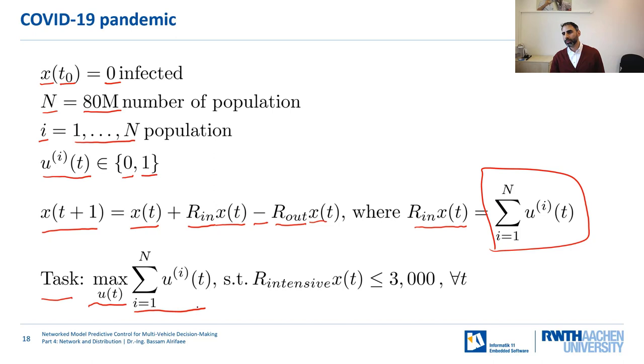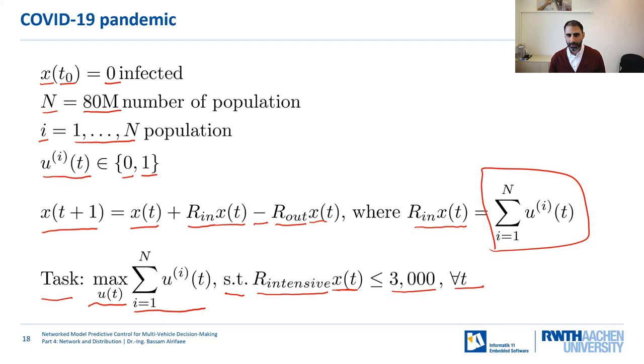But subject to a condition: the rate of people who need intensive medicine or an intensive bed, we say also in this sense, the rate of them times the new infections should be less than or equal to 3,000 at all time steps. Which means here, we don't want to stop the pandemic. We want to maintain life. We want to continue life. Everything is fine, but we don't want to stress our medical system. We want to keep our medical system also working, not just the economy should work, but also the medical system.